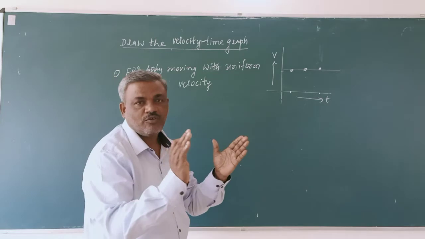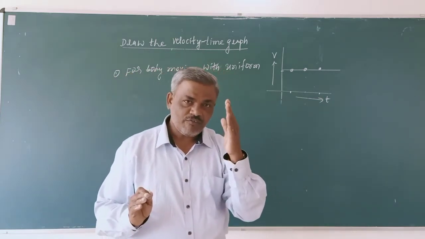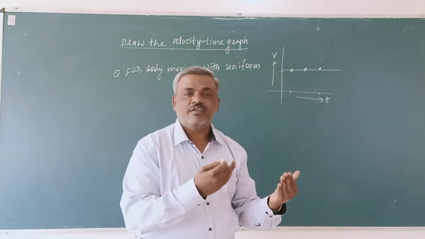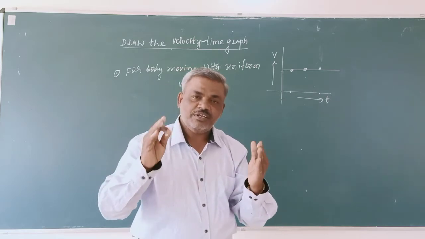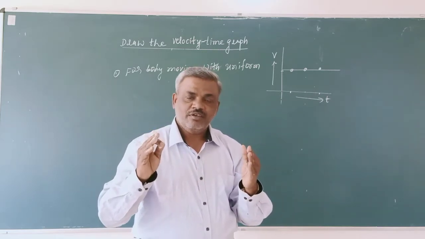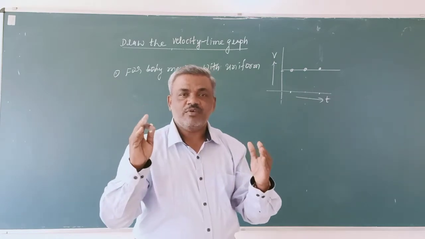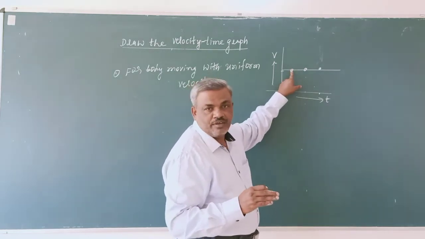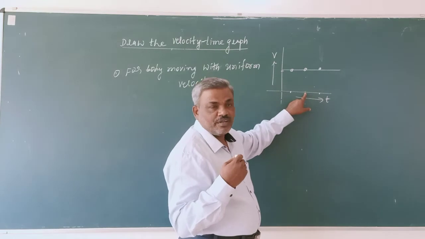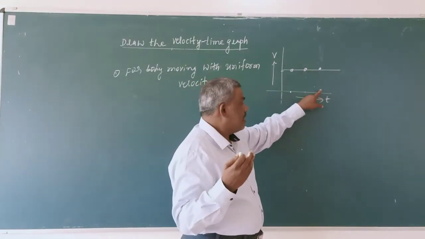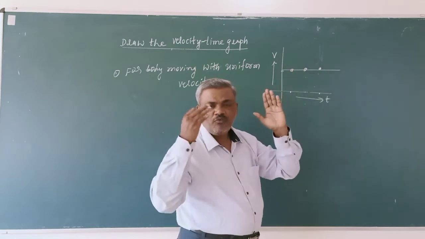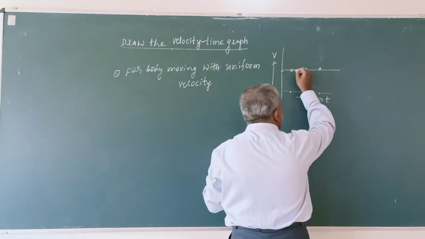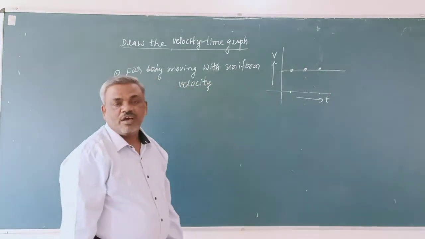So the body moving on the road. After 5 minutes, how much speed is maintained? Next 5 minutes also same speed, same velocity. Every 5 minutes, maintaining equal speed, equal velocity. For example here, after 2 minutes, maybe 10 meter per second. After 4 minutes, 10 meter per second. After 6 minutes, 10 meter per second. Every time it maintains the same velocity. So this graph is for a body moving with uniform velocity.